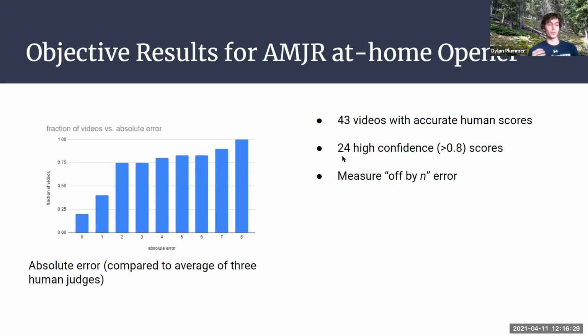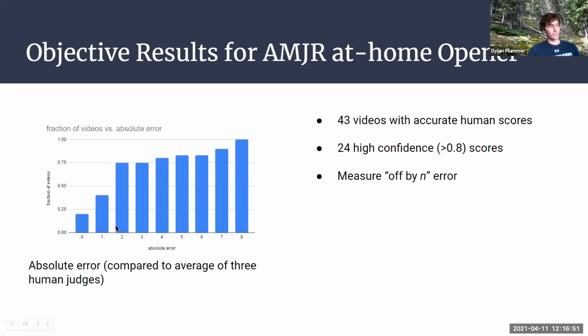So it basically outputs the count and a probability measure saying how confident it is with its score. And so you could say if a certain prediction is high confidence or not by just setting a cutoff. And so from these high confidence scores, I measured the off by n error. So basically the number of jumps plus or minus that we were off from the human judges.